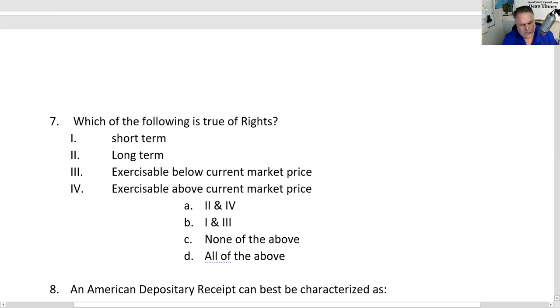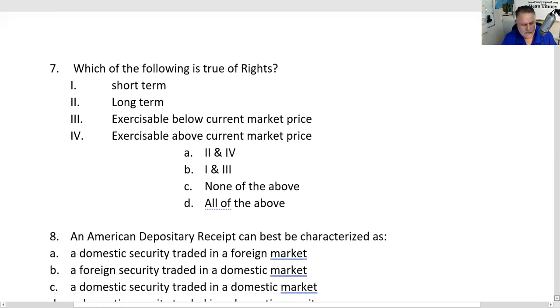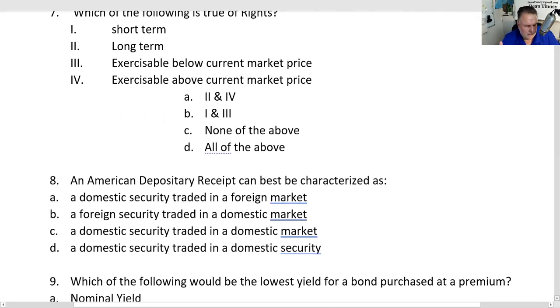One very important thing you need to be able to do on your exam is contrast rights and warrants. Rights are short-term and exercisable below the current market price. So in this example, 1 and 3. And warrants are exercisable above the current market price, and they're long-term. So you have to be able to contrast rights and warrants. I know of no draw of your exam in which you're not going to be asked about American Depositary Receipts.